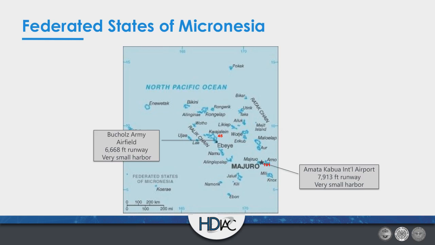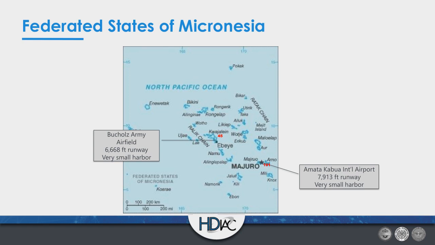All right, looking at the Federated States of Micronesia. This is actually two island chains that run parallel. And again, you do see some hospital capabilities there on Majuro and near Kwajalein Atoll, but not very many.